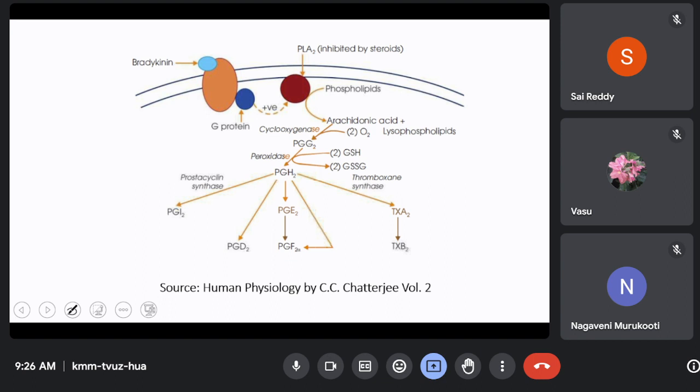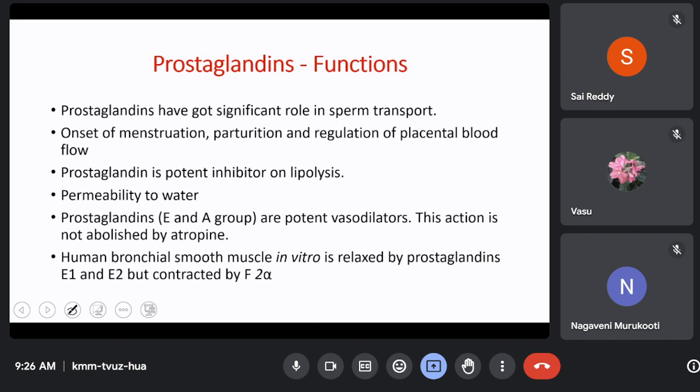So this is how it is synthesized. You can go through this afterwards when I share the PPT, and we come across different types of prostaglandins: I2, D2, F2 alpha, prostaglandin H2, prostaglandin E2. So from arachidonic acid, there are several levels of synthesis of different kinds of prostaglandins. And coming finally to the last slide, the functions of prostaglandins. Due to their discovery by Euler in the prostate gland, they are found to have a significant role in sperm transport. This is the first function.